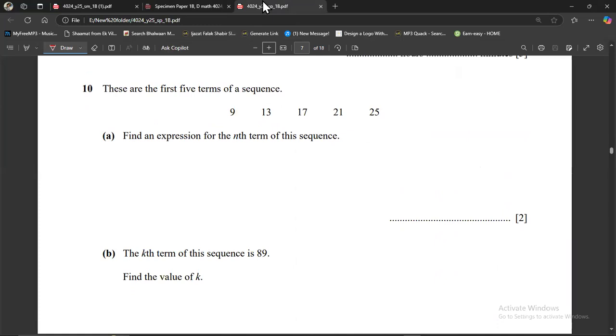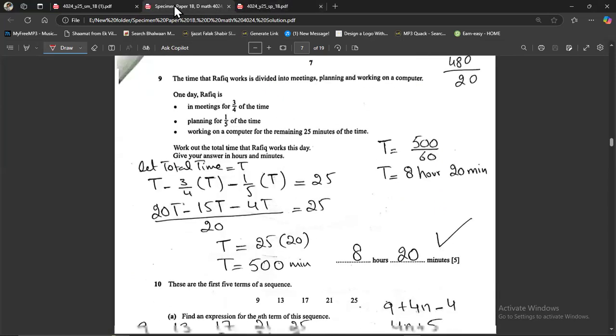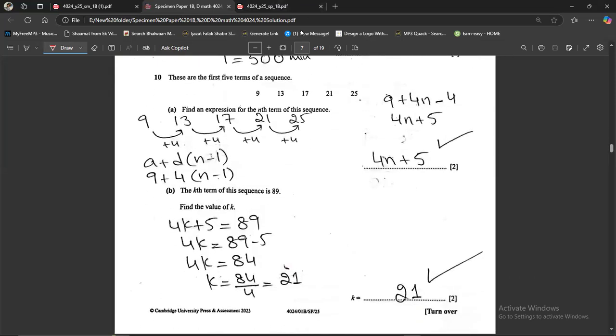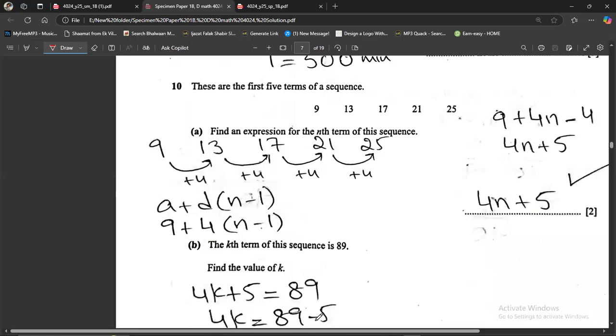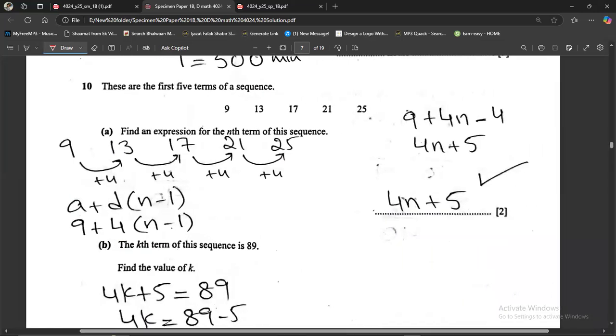These are the first 5 terms of a sequence: 9, 13, 17, 21, and 25. So 4 is added each time. When you go from 9 to 13, you have added 4. From 13 to 17, you have added 4. From 17 to 21, you have added 4. From 21 to 25, you have added 4. There is a common difference, so this is an arithmetic sequence.